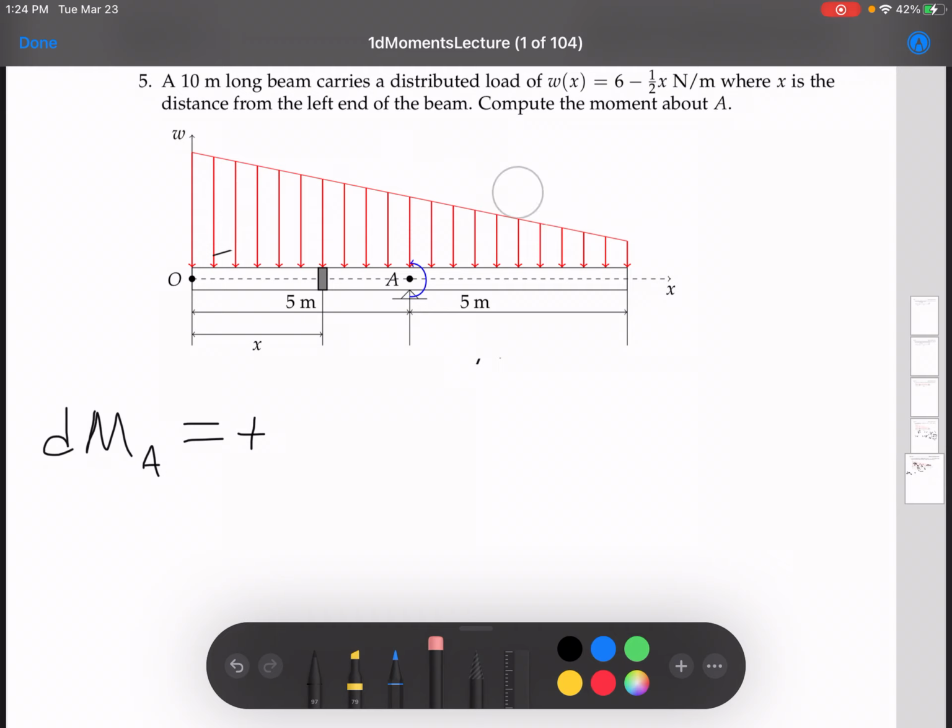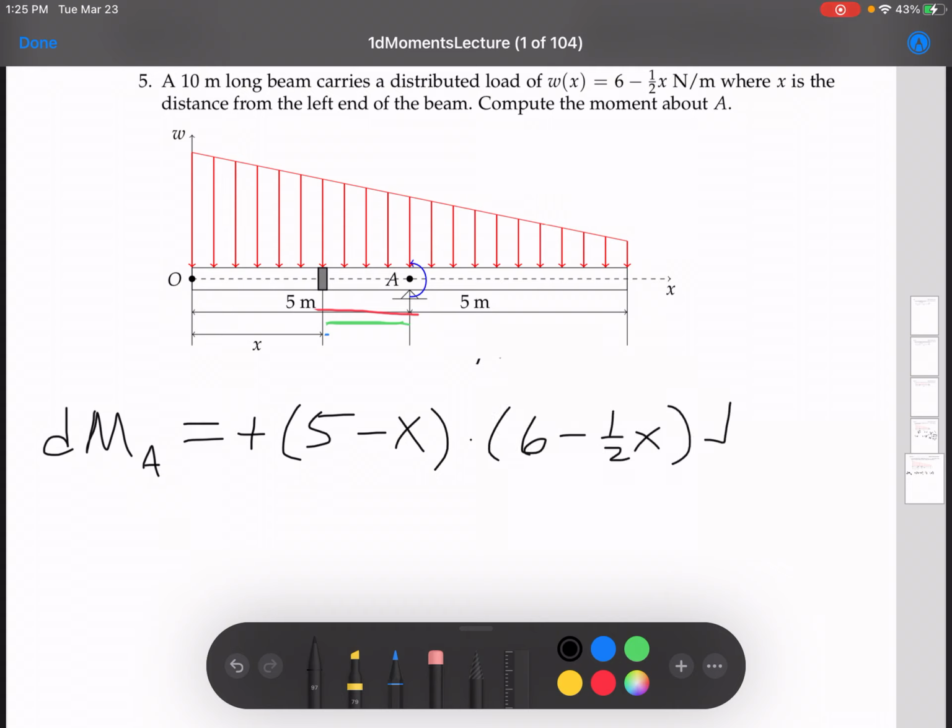Next we have our distance from the slice to the pivot. That distance, you can see the entire distance from the origin to the pivot is 5. The distance from the origin to the slice is x, so that means that this must be 5 take away x. In other words, you have 5 as the whole thing, right? Take away that x. So we have 5 minus x times our force, 6 minus 1/2 x dx.